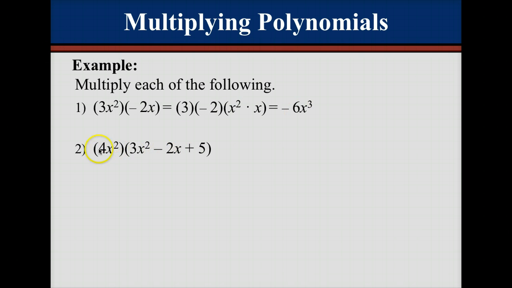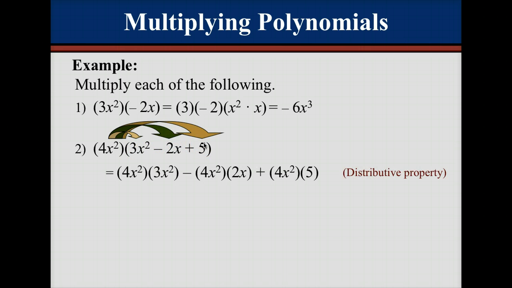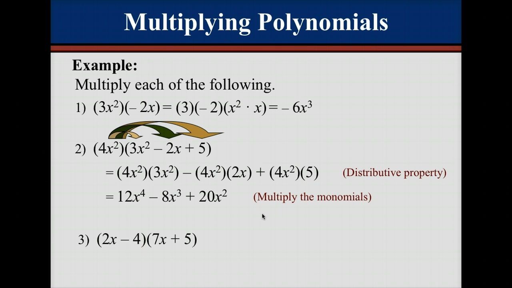On this one, we're going to multiply this monomial by every one of these terms. And here it is rewritten, showing the distributive property. So we have 12x to the fourth minus 8x to the third plus 20x squared. Are there any like terms? No, so that's as far as we can take that one.